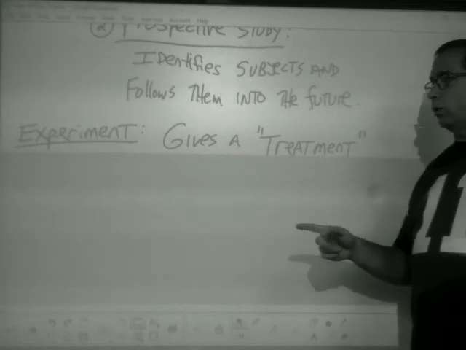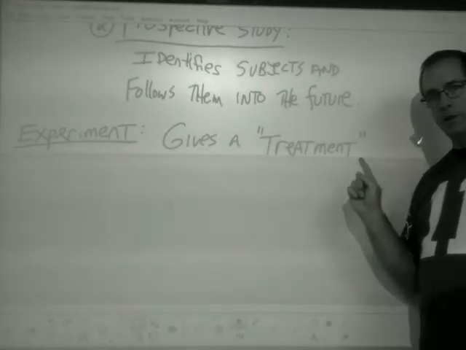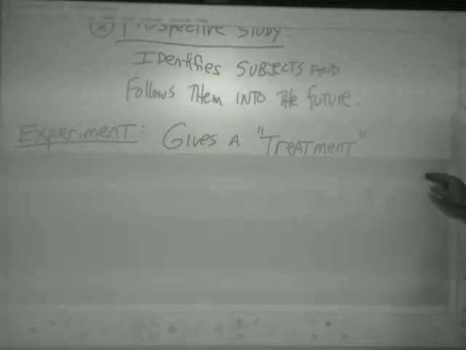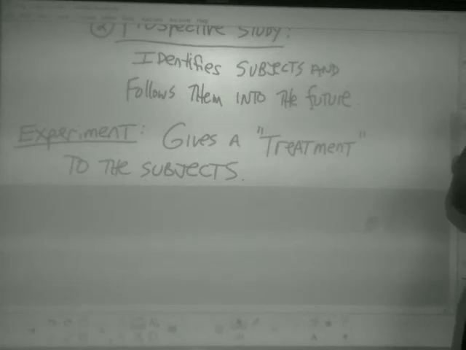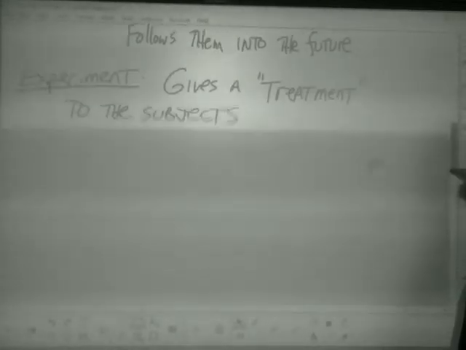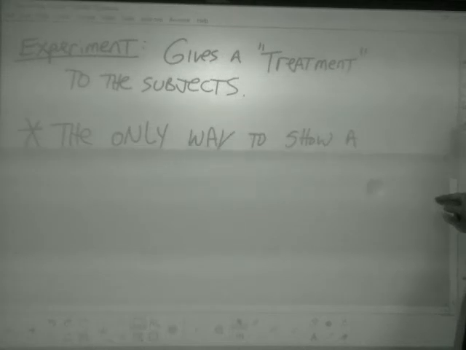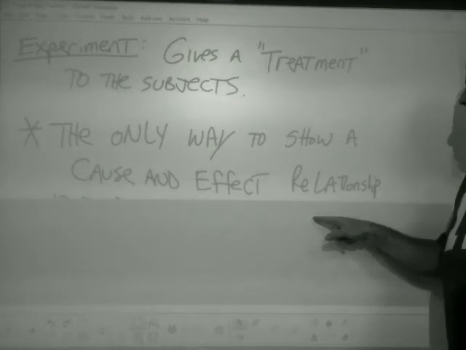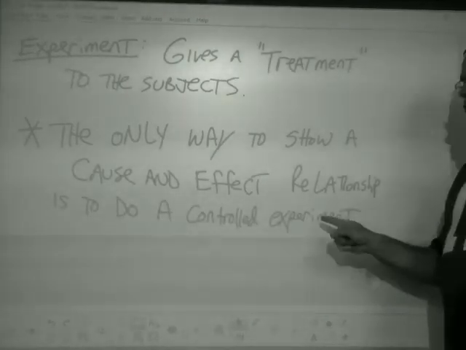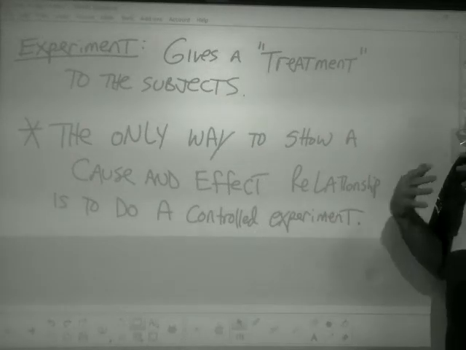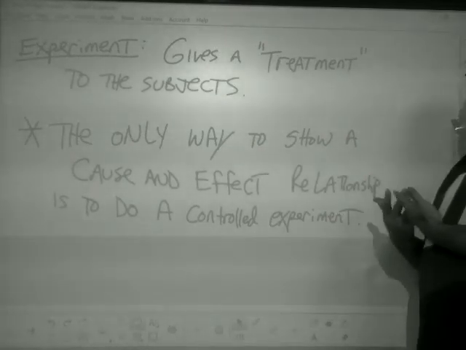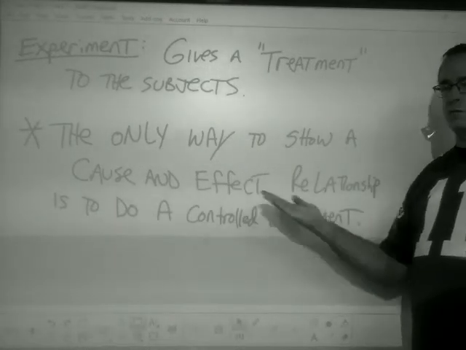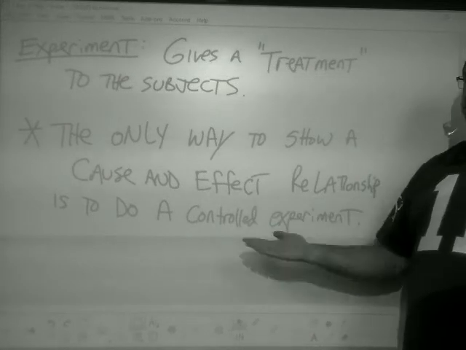An experiment, though, gives some form of a treatment, some form of manipulation. So you're giving a treatment to the subjects. The only way to show a cause and effect relationship is to do a controlled experiment. We can only speculate unless we do an experiment. If we do an experiment, that's the only way we can show some sort of cause and effect relationship, and it has to be a controlled experiment.